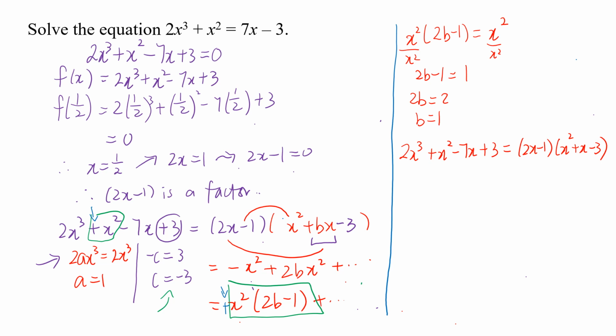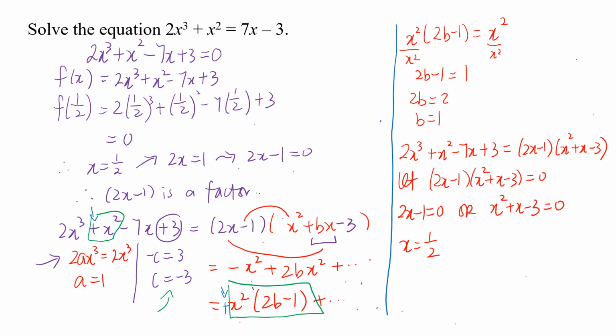Okay, so that's not complete yet because we're supposed to solve it. Solve it means to find the values of x. So we need to let this equal to 0. So we have 2x minus 1 equals to 0, or this guy equals to 0. Okay, so x is equal to half.